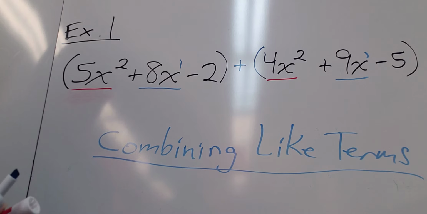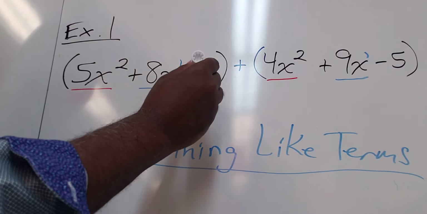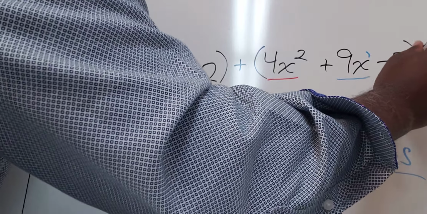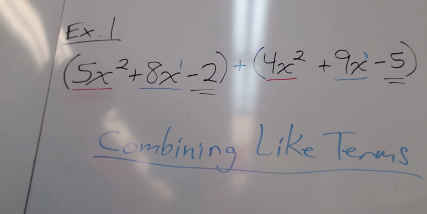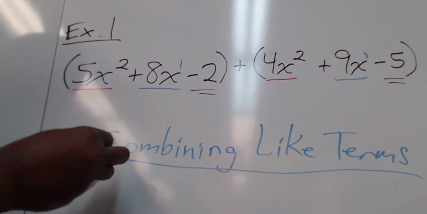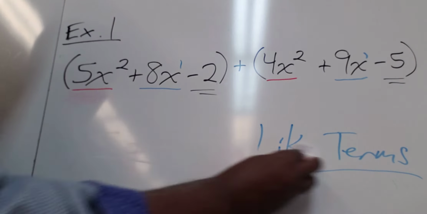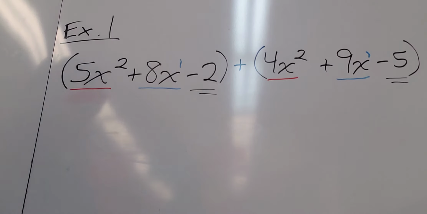And then these at the end, -2 and -5, those are the constants. They don't have any variables, and we can combine those. Let's give you a chance to combine those on your own, and we'll come back in a couple of seconds. All right, now let's combine these like terms for example 1. Let's see what you came up with.